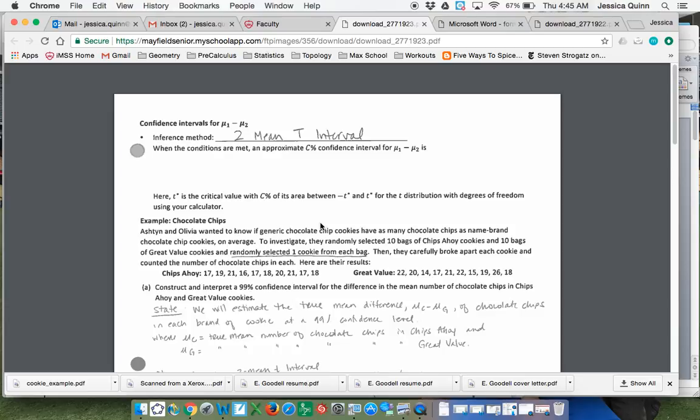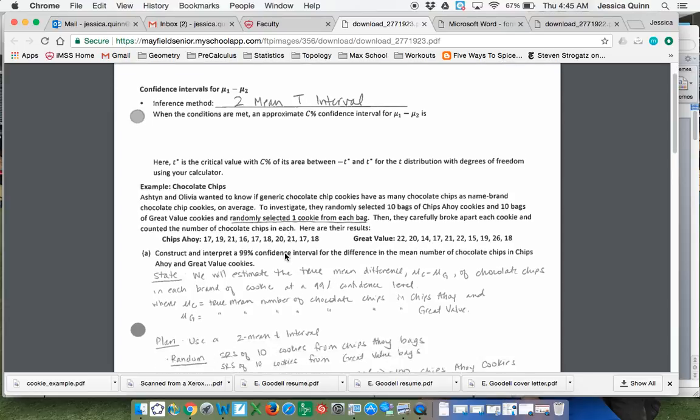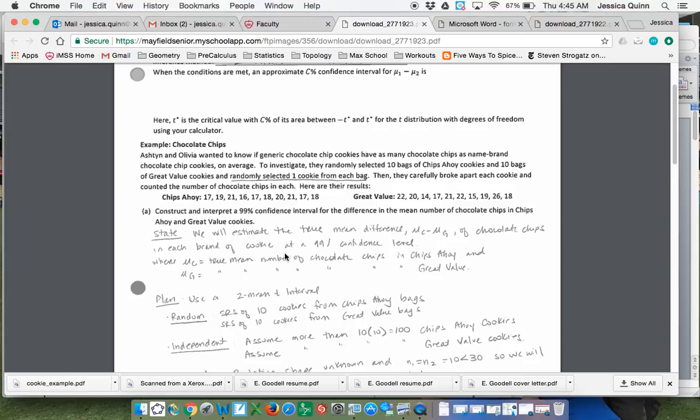So the situation here is these two students want to know if generic chocolate chip cookies have as many chocolate chips as name brand chocolate chip cookies on average. So to investigate, they randomly select 10 bags of Chips Ahoy cookies and 10 bags of Great Value cookies, and then they randomly select one cookie from each bag. Then they carefully break apart each cookie and count the number of chocolate chips in each. So here are the results.